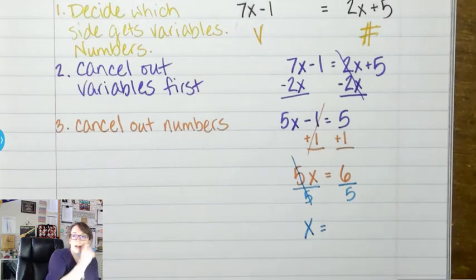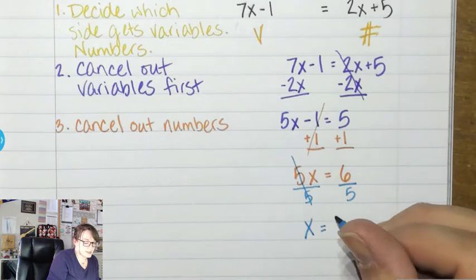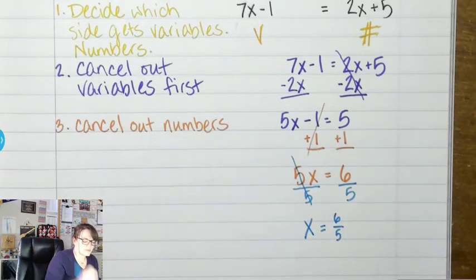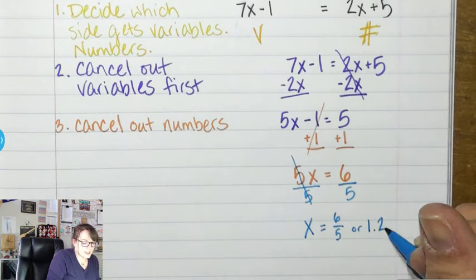And 6 over 5, honestly, you probably either want to leave it as 6 over 5 or make it 1.2. You don't see a lot of mixed numbers in algebra. I'm not saying it doesn't happen, but it's not common. I would leave my answer as 6 over 5. Or possibly 1.2.